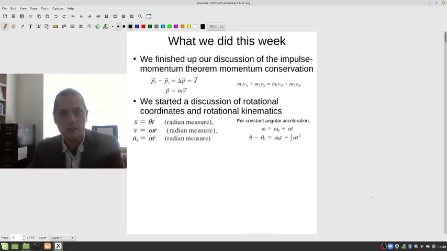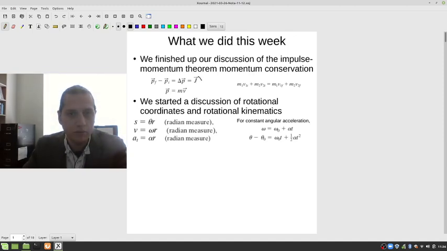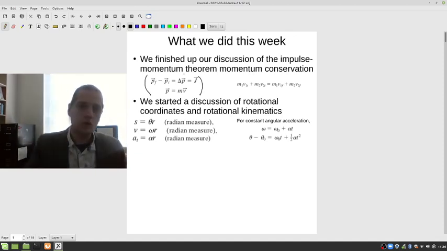This week we finished up our momentum unit and moved on to talking about rotational motion. So the two main things that I want you to leave the momentum unit with are the impulse momentum theorem, where we say that a force times a time changes your momentum, changes your mass times your velocity. That's where you have an external force acting on one object.